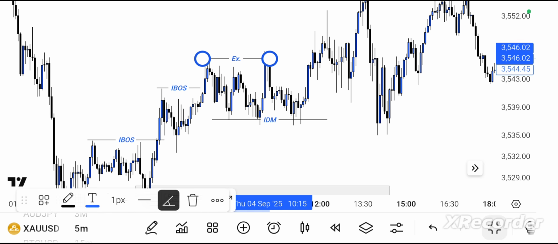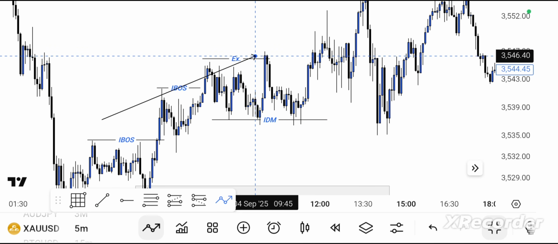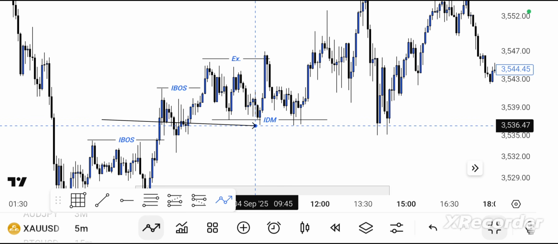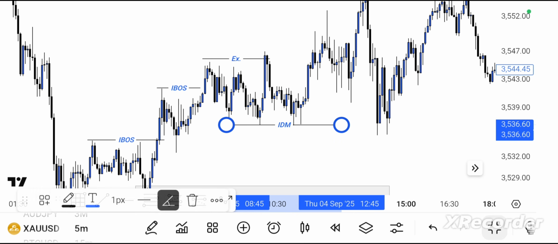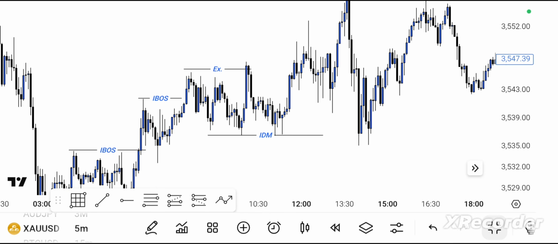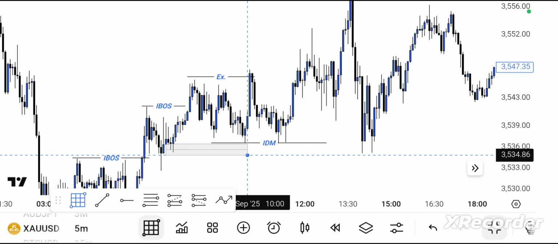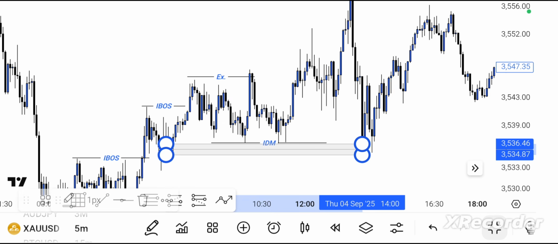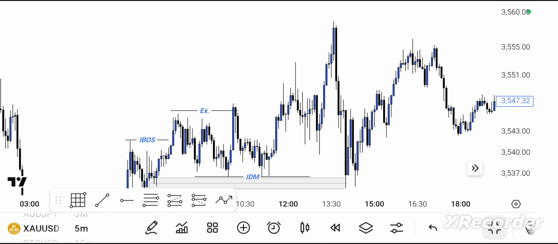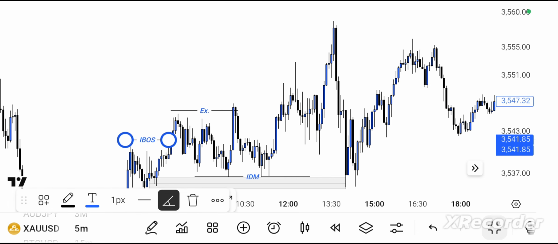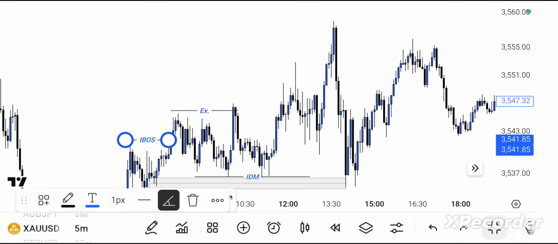Let me make you understand. From this point to this point, the lowest point is here. So that is my inducement. So this would have been where I would have placed my buy limits. Before it was mitigated, I have a break of structure after the extension, which makes the next IBOS an extension.